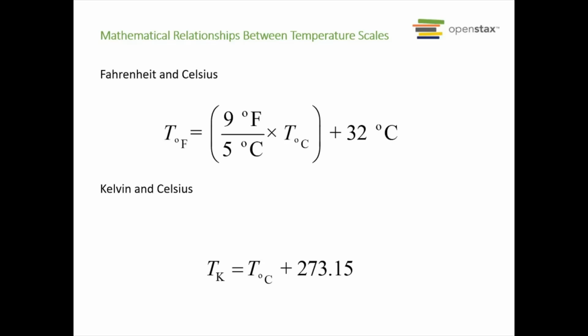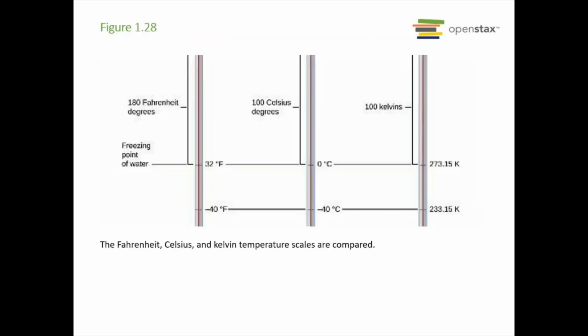So here's just a summary of your formulas to convert. The top one is for Fahrenheit and Celsius, and the bottom one is for Kelvin. I talked about Kelvin earlier. Take your degrees Celsius, add 273.15. And this is just a visual image to kind of show you some points on it and how the scales compare.